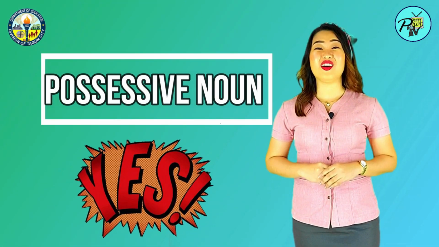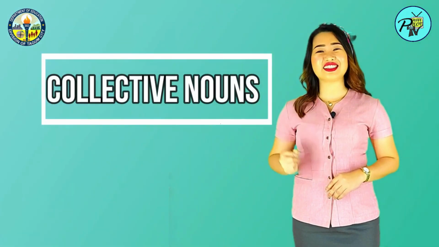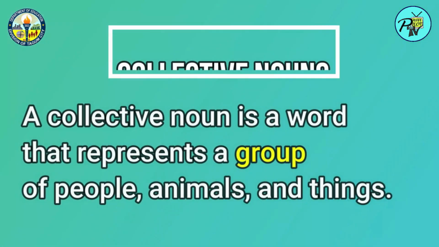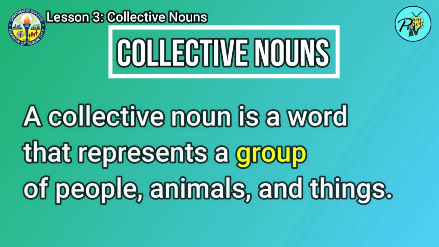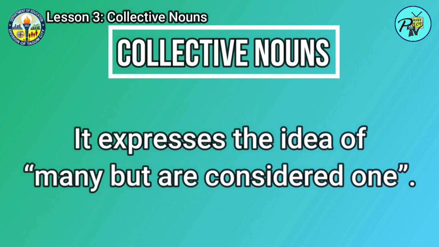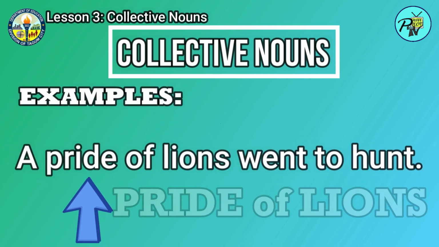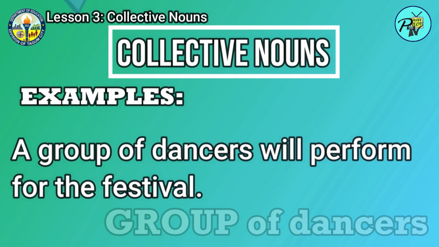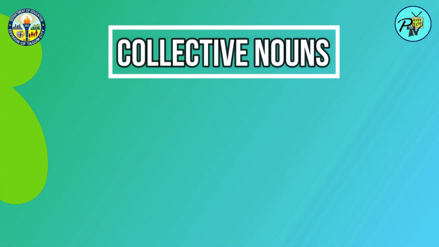Great! Now you are ready for our next lesson. Collective nouns. A collective noun is a word that represents a group of people, animals, and things. It expresses the idea of many but is considered one. Examples: a pride of lions went to hunt. A group of dancers will perform for the festival. A flock of geese flew over the lake.